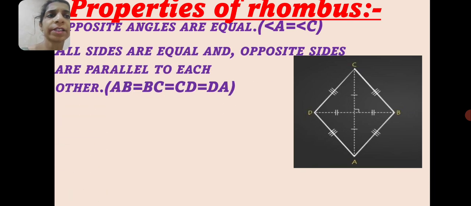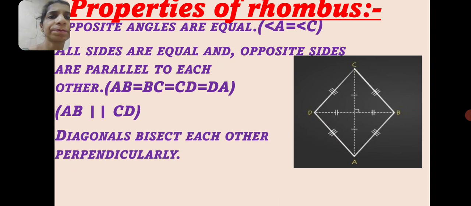Next, all sides are equal and opposite sides are parallel to each other. Here AB is equal to BC is equal to CD is equal to DA. All sides are equal in a rhombus and opposite sides are parallel to each other. AB is parallel to CD, or BC is parallel to AD.